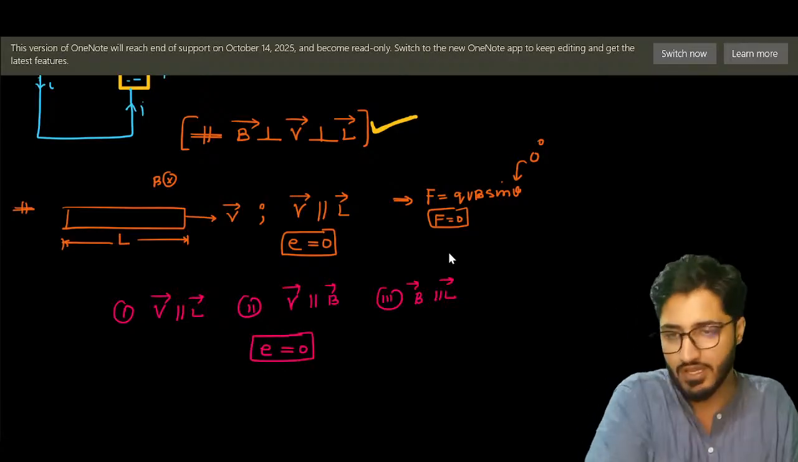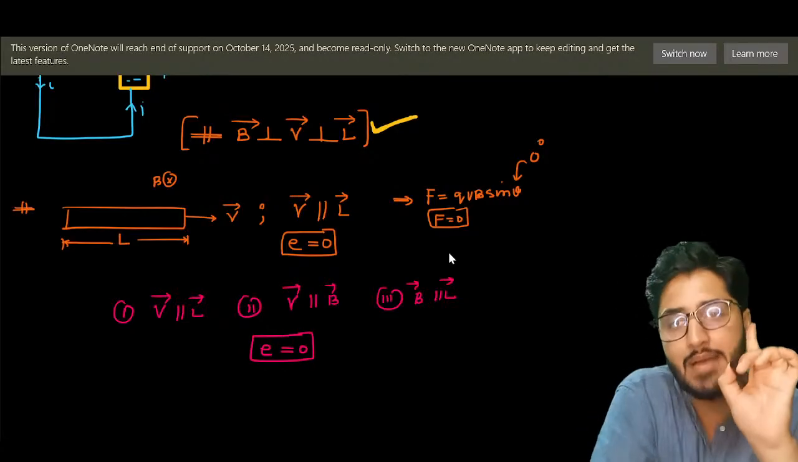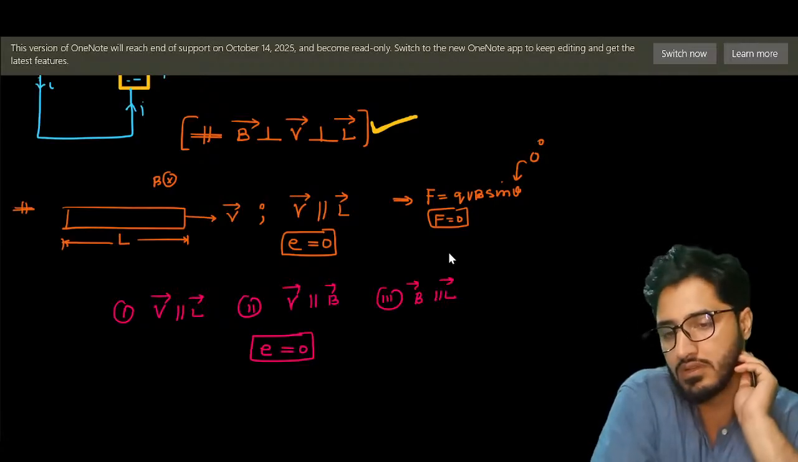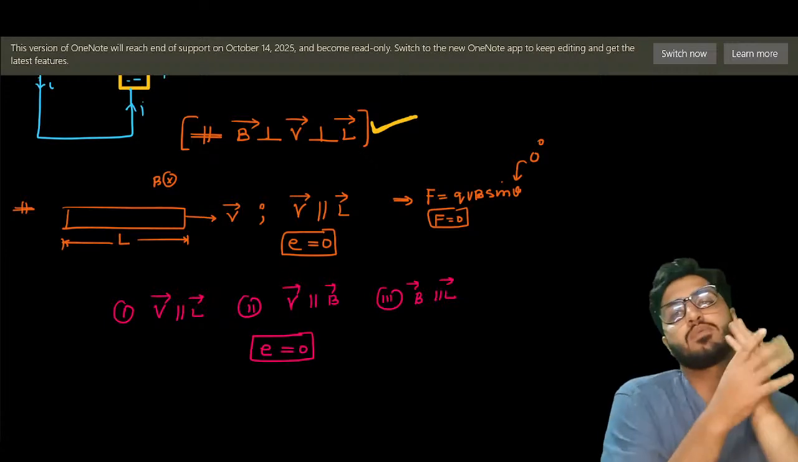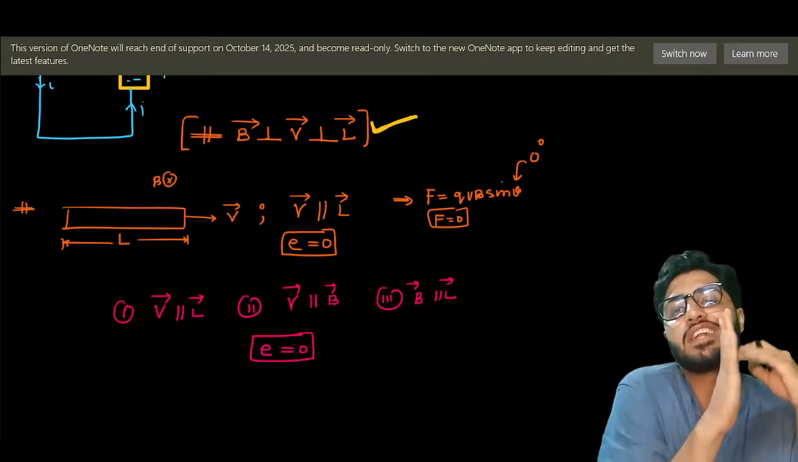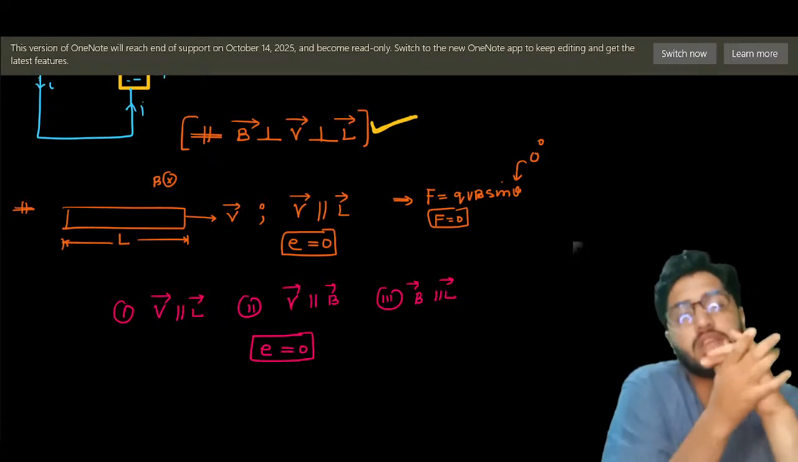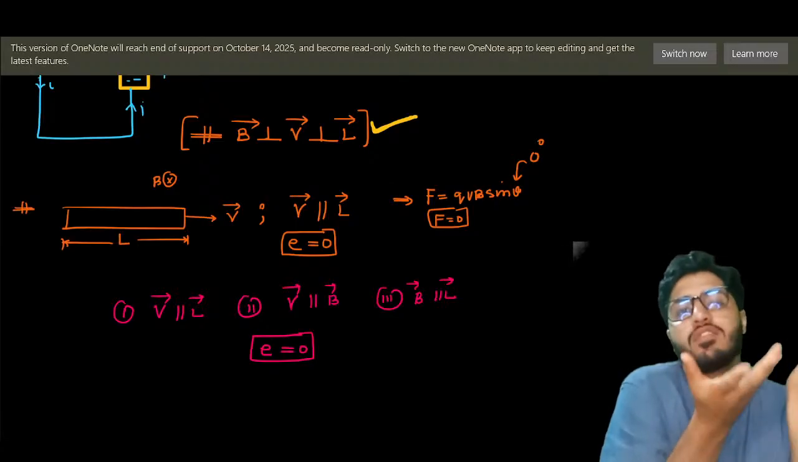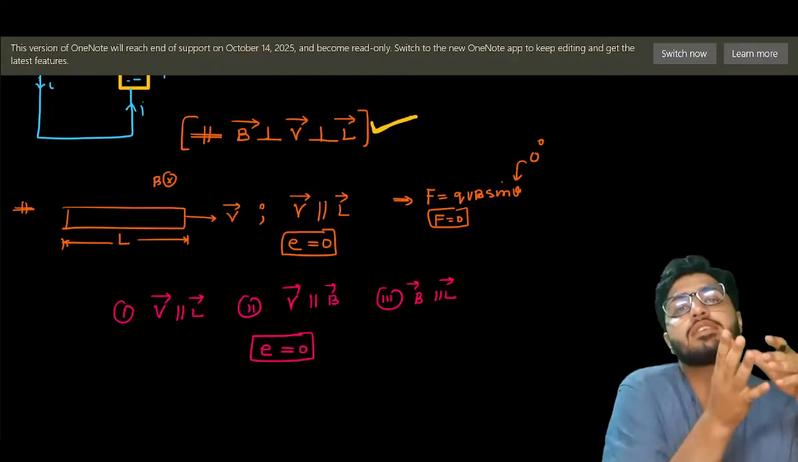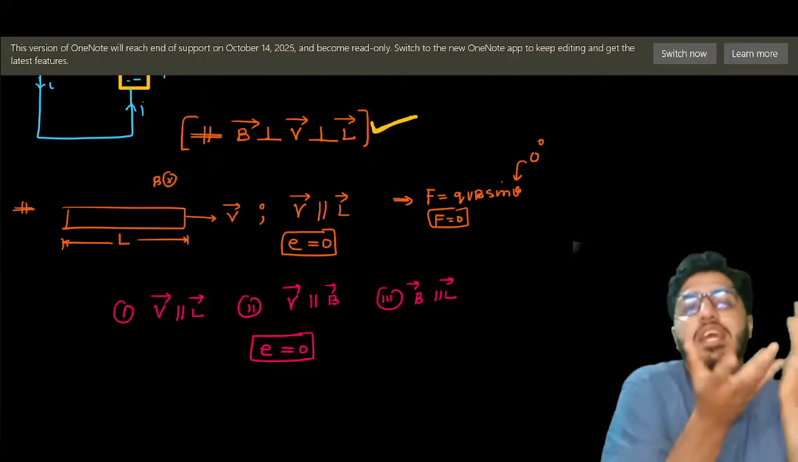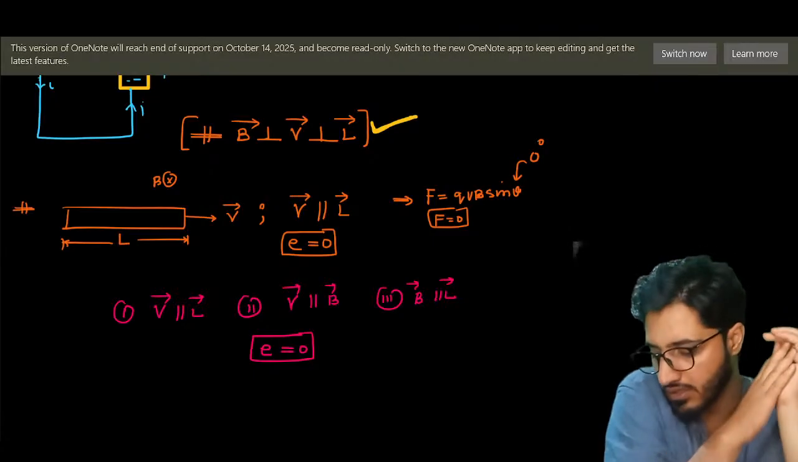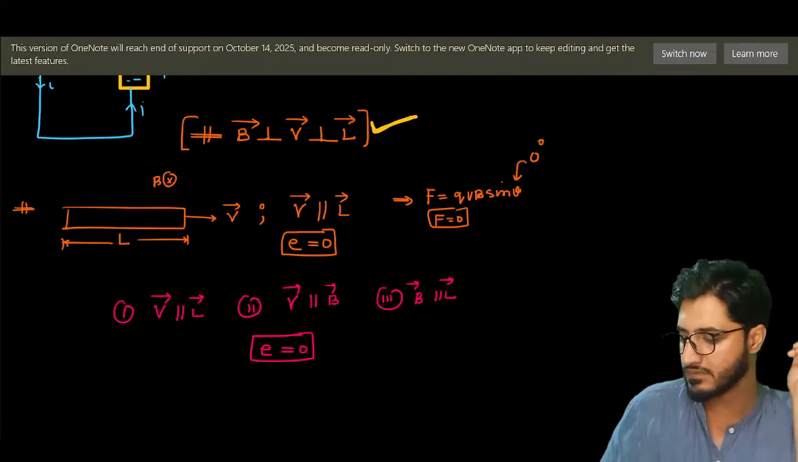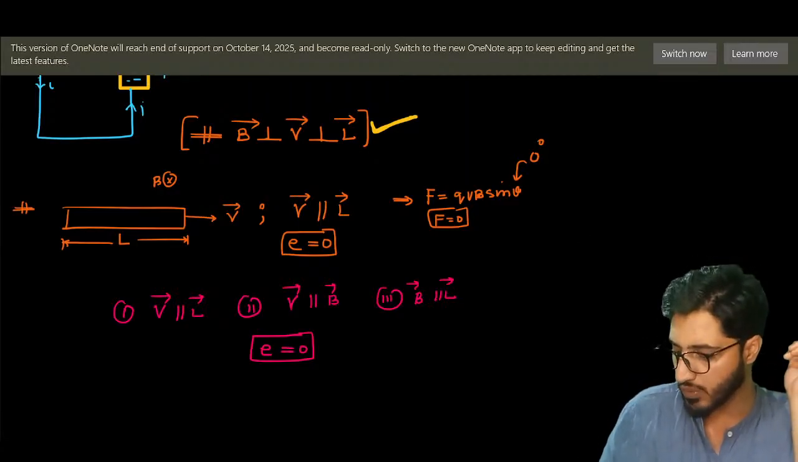In these three cases, my induced EMF will be 0. You will tell me, sir, look, if they are at a 90 degree angle, we have VBL. If they are at 0 angle, we have 0. What if they are somewhere between 0 and 90 degrees, at any different angle, 45, 37, 15, 27, at any angle? What can we do now?